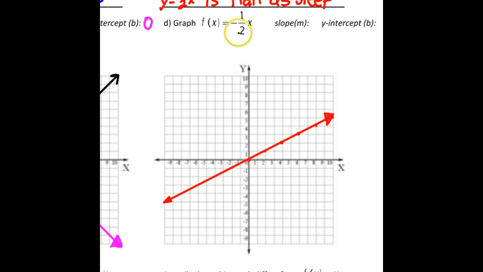Y equals negative 1/2 x. The slope is negative 1/2, which means to go down 1, right 2. And still no y-intercepts, no numbers after the x. Go ahead and plot that. We'll start at 0, 0, down 1, right 2, down 1, right 2, and repeat the whole process.